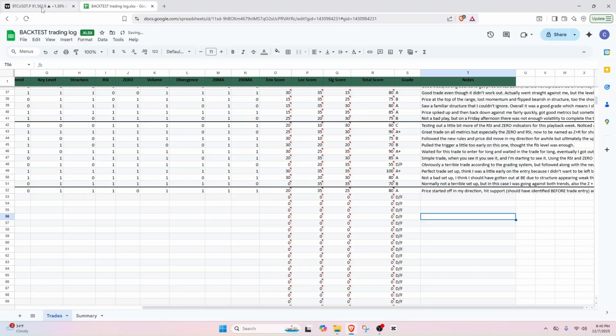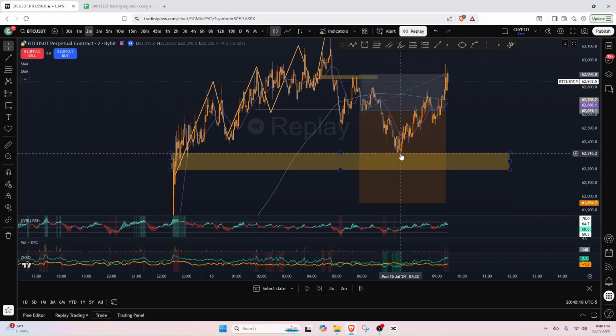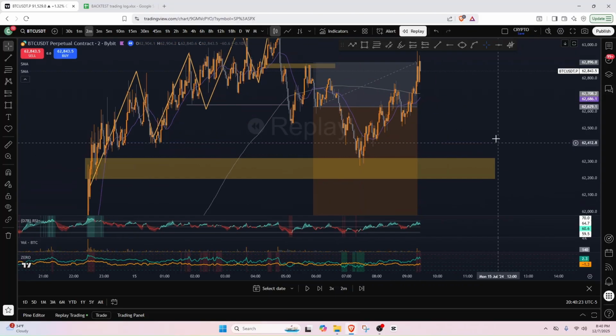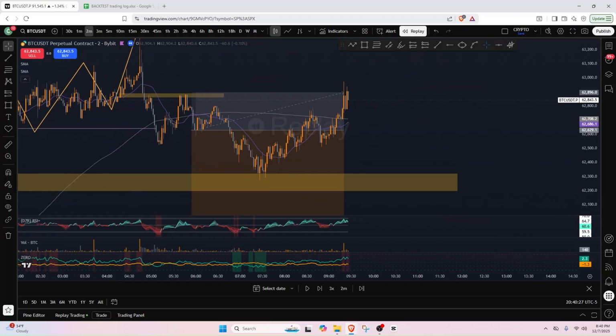Good setup, would take it again. Maybe look at support and say, okay, once we reach this level, I move to break even because we need to break through, something like that, so I'm not taking any risk. But sometimes you are going to lose.